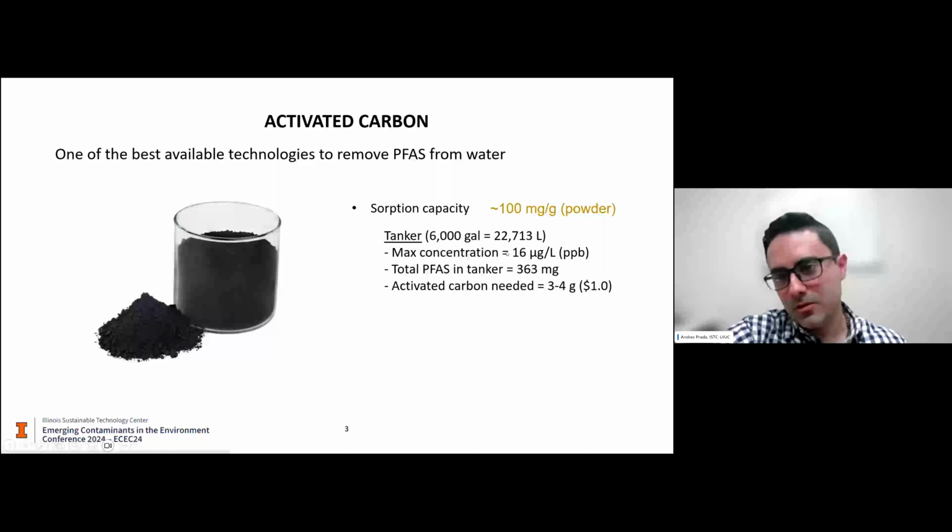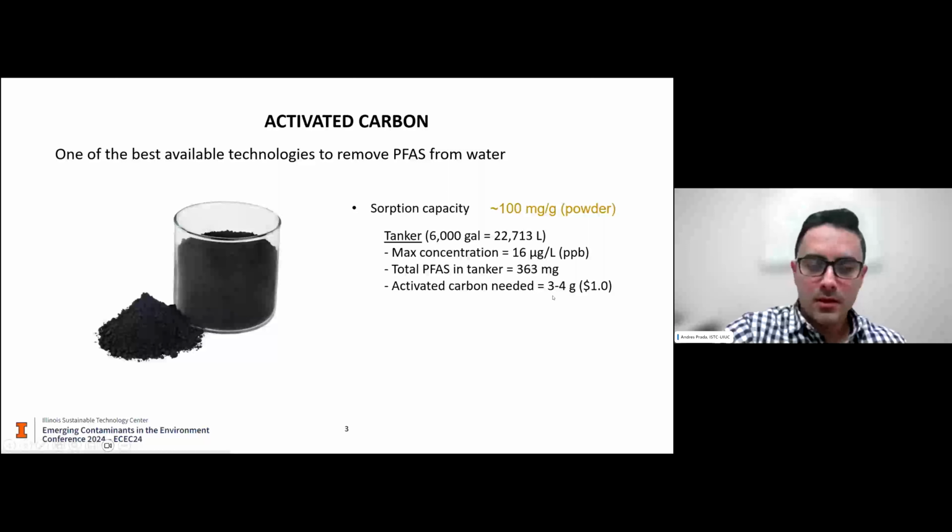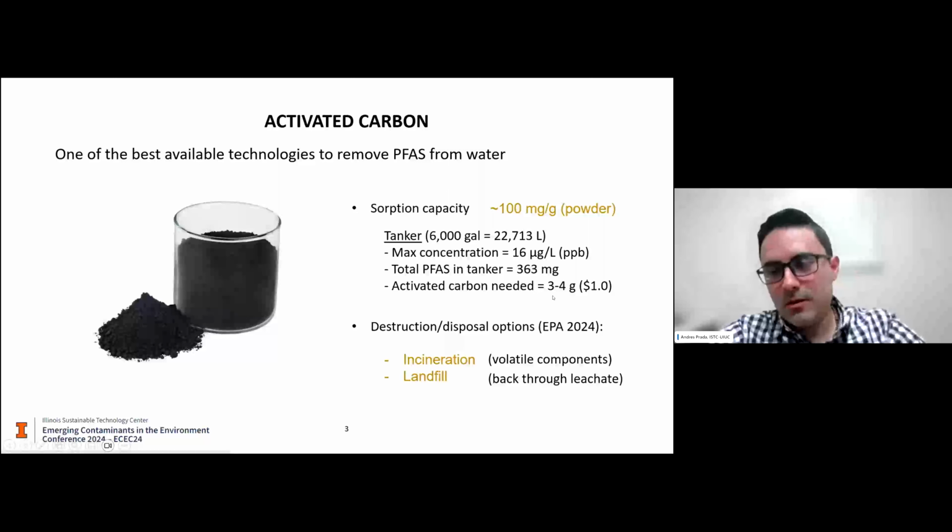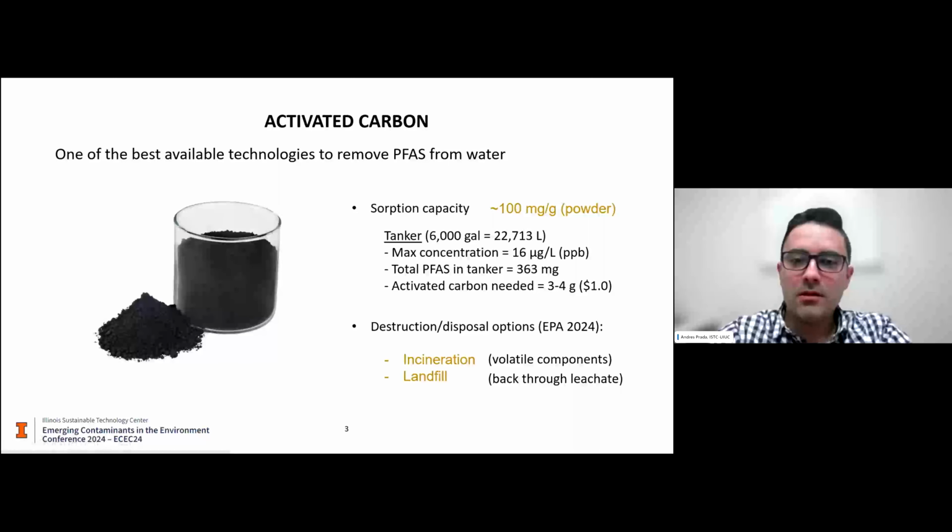I know it's more complicated than that, but this is just an example of the volume that we can treat and the small amount of activated carbon that we will need. But then we have the contaminated activated carbon.